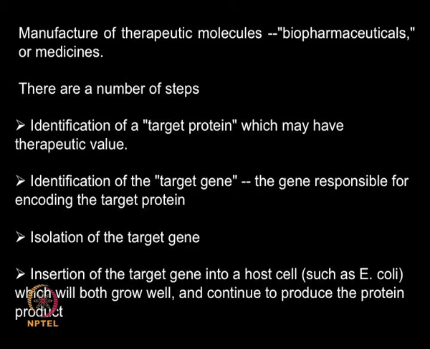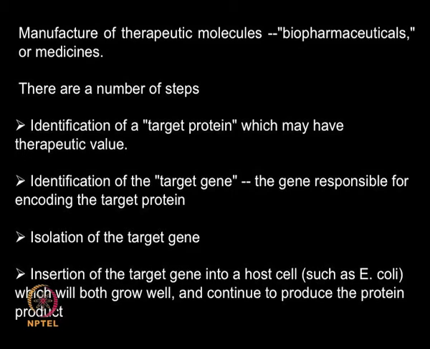First of all, you identify what protein you want to purify from a mixture of proteins. So you identify the target gene, that is, the gene responsible for encoding the protein. You isolate the target gene, and then this gene is inserted into a host cell, more generally E. coli, so that when it grows, it continuously produces the protein product.